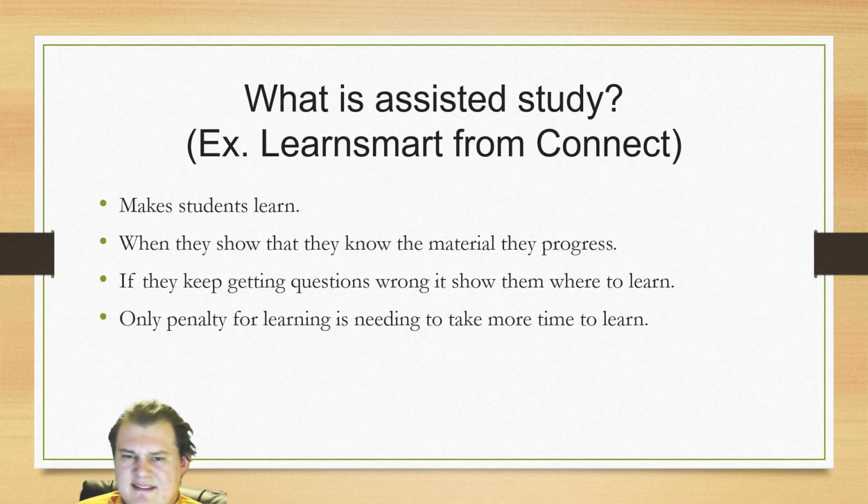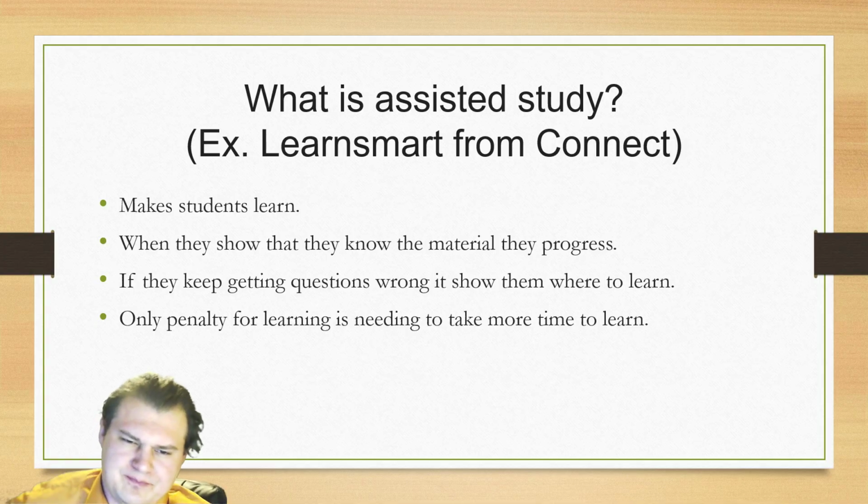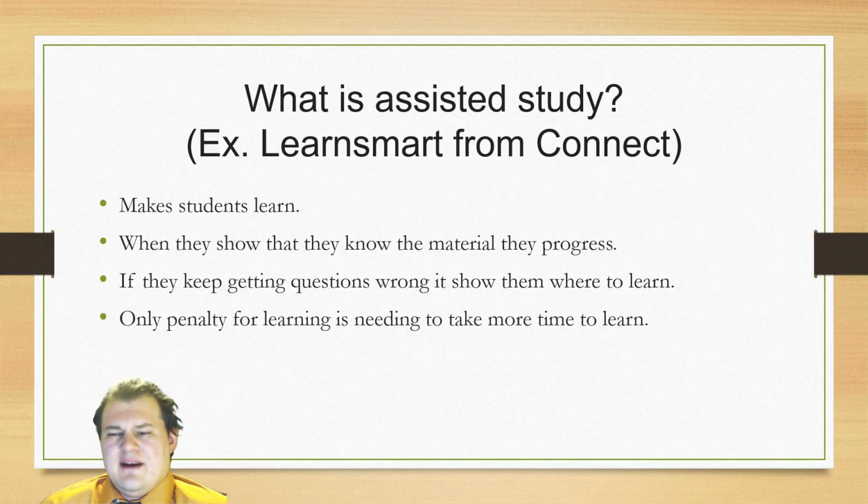What is assisted study? Examples are LearnSmart. It's from Connect. It's something that we use with the publisher. They're saying here it makes students learn. When they show it, they know the material, they progress. They keep getting questions wrong, it shows them where to learn. The only penalty for learning is needing to take more time.